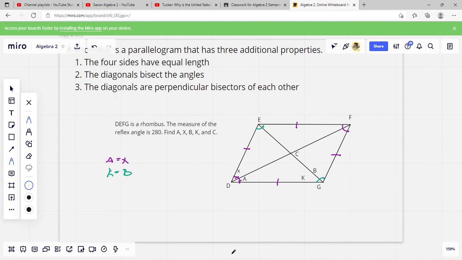All right. The diagonals are perpendicular bisectors of each other. Perpendicular means they meet with a square corner. So that would be a square corner. I know my diagram's not exactly perfect, and they cut each other in half exactly. So perpendicular means they meet each other with a square corner. Bisectors means cut each other in half. So that's equal to that.